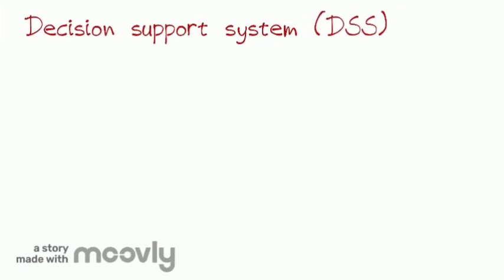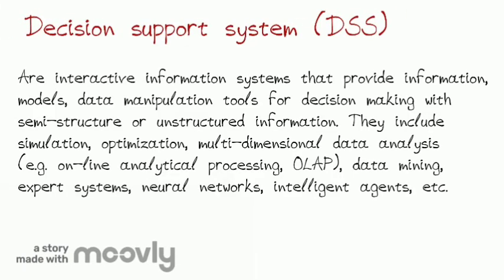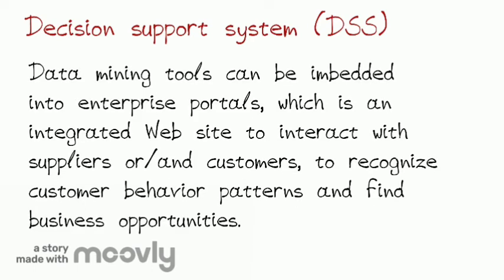Decision Support Systems, DSS, are interactive information systems that provide information, models, and data manipulation tools for decision-making with semi-structured or unstructured information. They include simulation, optimization, multidimensional data analysis, e.g. online analytical processing, OLAP, data mining, expert systems, neural networks, intelligent agents, etc. Data mining tools can be embedded into enterprise portals, which is an integrated website to interact with suppliers or end customers, to recognize customer behavior patterns and find business opportunities.